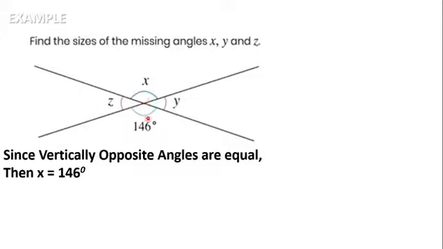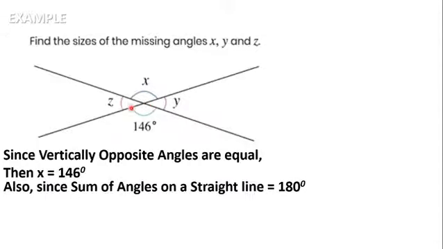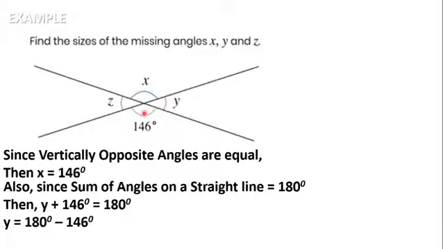So X equals 146 degrees. And also, we know that the sum of angles on a straight line is 180 degrees. If that is true, it means that if we add Y and 146 degrees, we should get 180 degrees, because you see right here you have a straight line, and those two angles are angles on a straight line. So if I add them together, I should get 180 degrees. It means that Y would be 180 degrees minus 146 degrees, and that should give me 34 degrees. Okay, so the value of Y is 34 degrees.